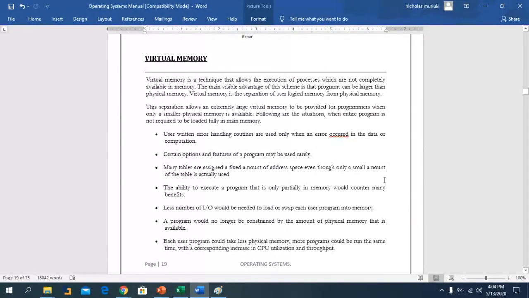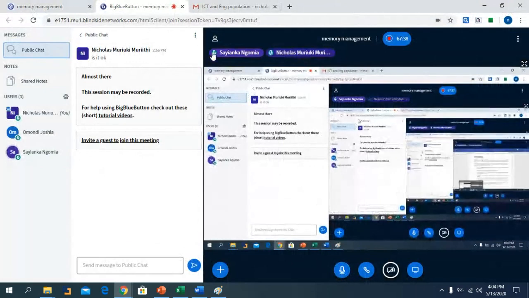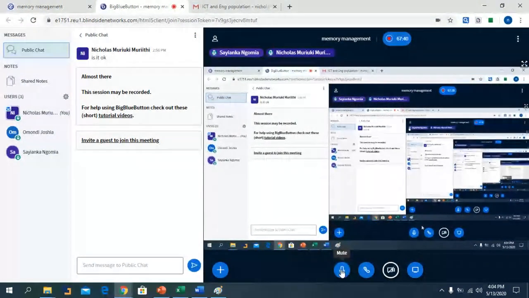So if maybe in the background, you can mute your microphone. Just mute your microphone. Just listen. If there is noise in your background, please.